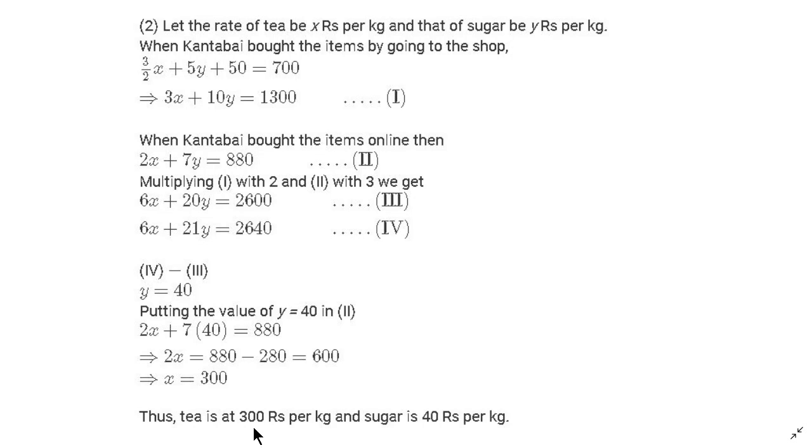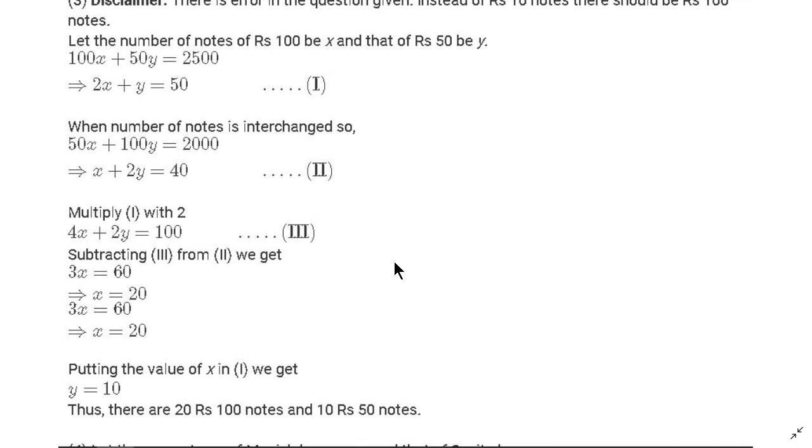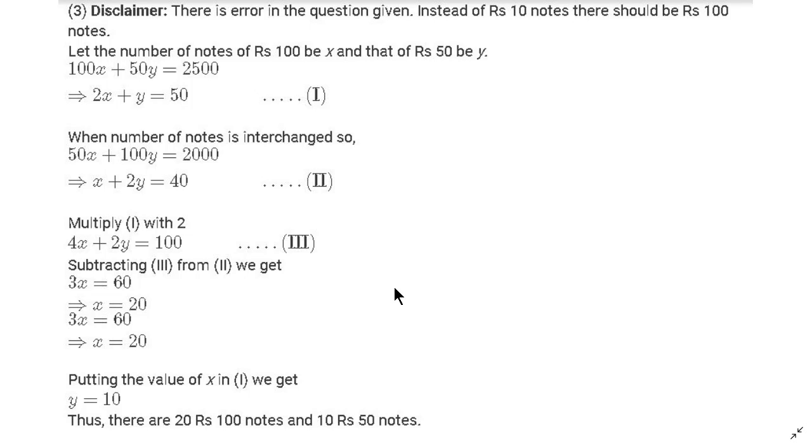So what were the assumptions? x was for tea, right? So x is 300. The tea is 300 rupees per kg and sugar is 40 rupees per kg. The unit is also important in these types of word problems. Question number 3 is completing the table, I guess.